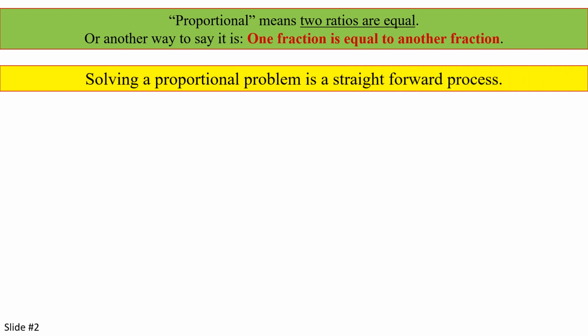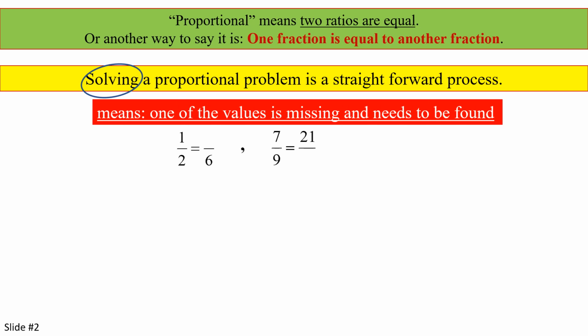Solving a proportional problem is a straightforward process. Solving means one of the values is missing and needs to be found. So if I took one of the numbers out from the previous ones, 1/2 equals something over 6, 7/9 equals 21 over something, and something over 15 equals 4/5, these would be proportions that need to be solved. What we do is put letters in place of the missing piece as a placeholder.